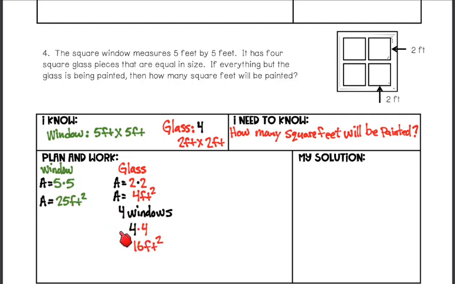And then we take our final answer here, saying the area of the window minus the area of the glass, because we're not painting the glass. That'll tell us how many square feet will be painted. So I say total area equals 25 square feet minus 16 square feet for a grand total of 9 square feet. So if I were painting this window, I'm going to need to paint 9 square feet of the frame there.